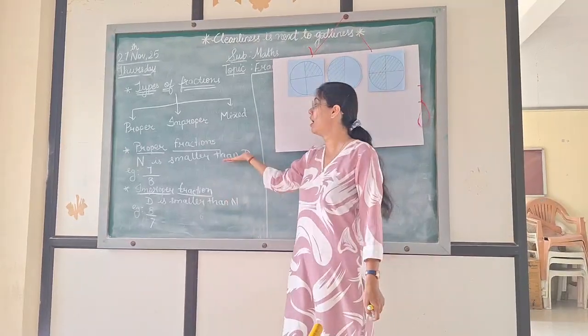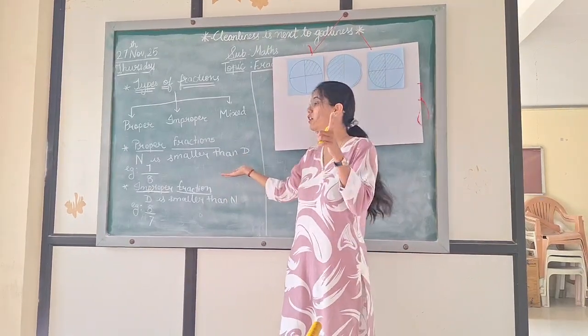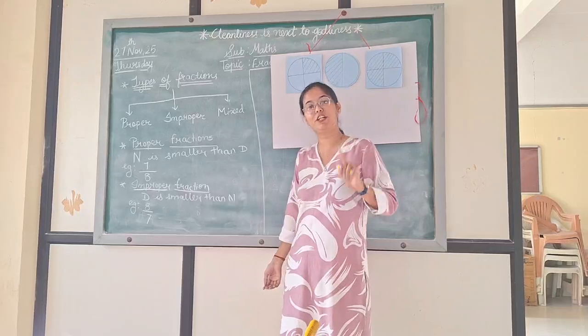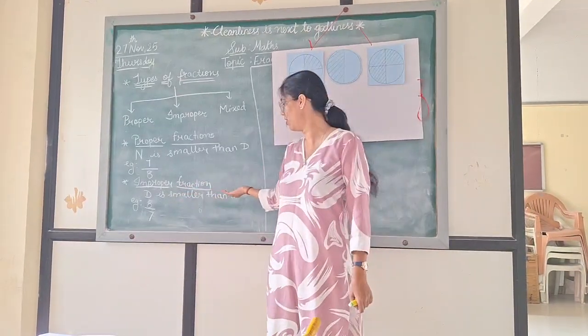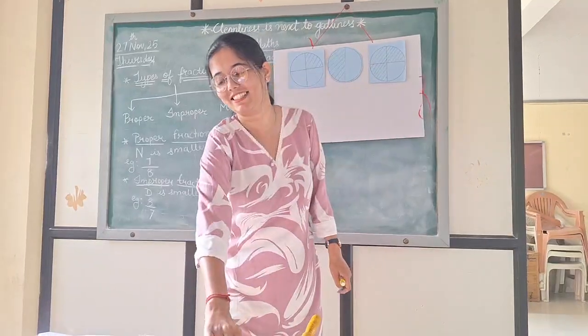Okay. Have you understood this too? Yes. Types of fractions. Proper fraction is where the numerator is greater than the denominator. And improper is where the denominator is greater than the numerator. Okay.